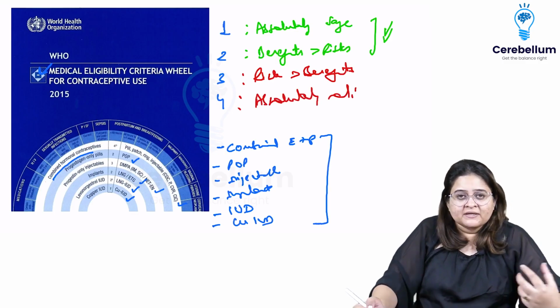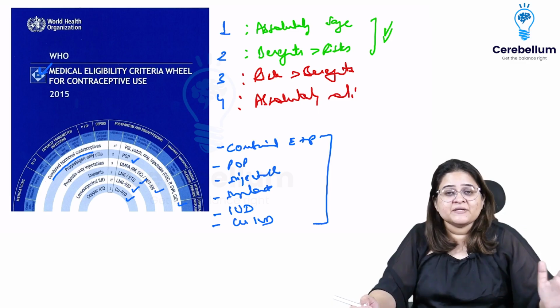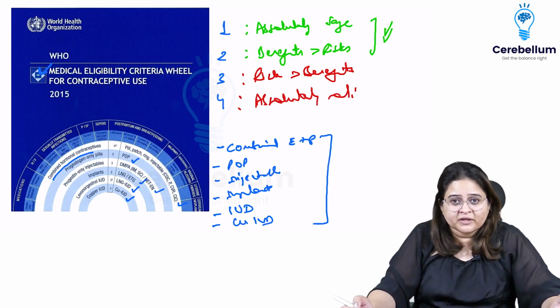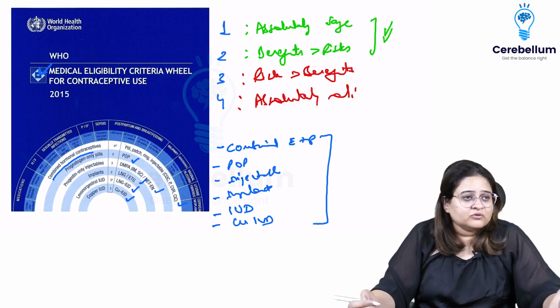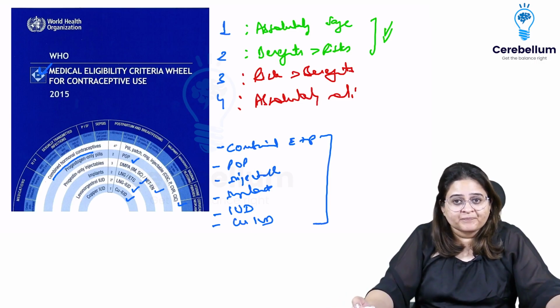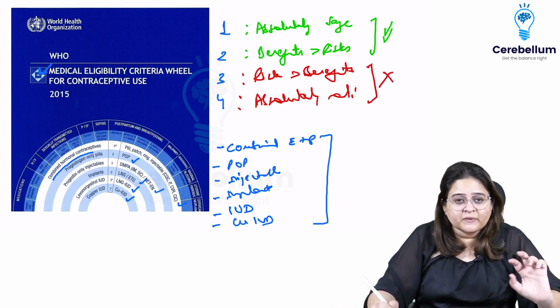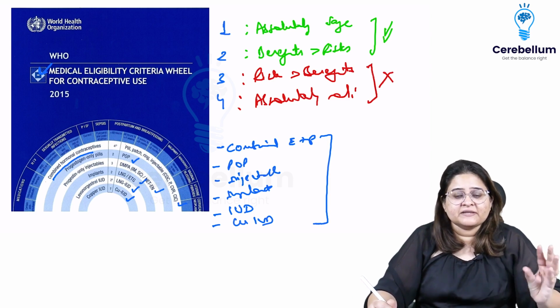For example, oral contraceptive pills in a woman with a history of DVT is MEC4. You're not going to use it. Whereas an 18-year-old girl with no medical conditions comes for using the contraceptive pill, she's MEC1. So that's how you know what to use and what not to use, by using this medical eligibility criteria wheel.